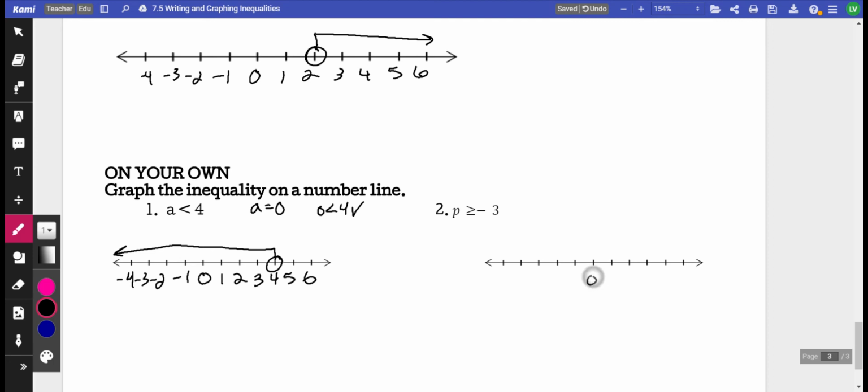Number 2, P is greater than or equal to -3. All right, so 0, 1, 2, 3, 4, 5, -1, -2, -3, -4, -5. So I'm going to have a closed circle at -3 because it says greater than or equal to. So you want to include it. I'm going to say P is equal to 0. 0 greater than or equal to -3. Check, yes. So I want to shade to the right towards the number 0.